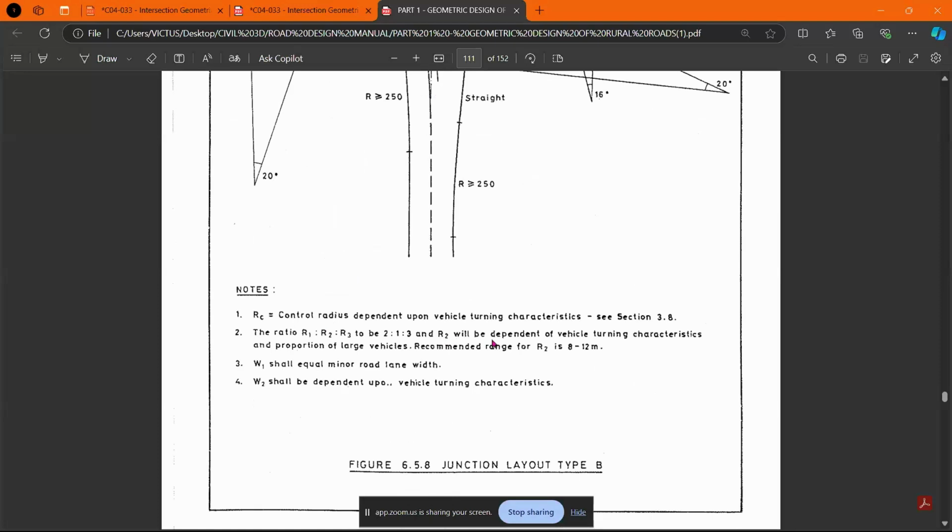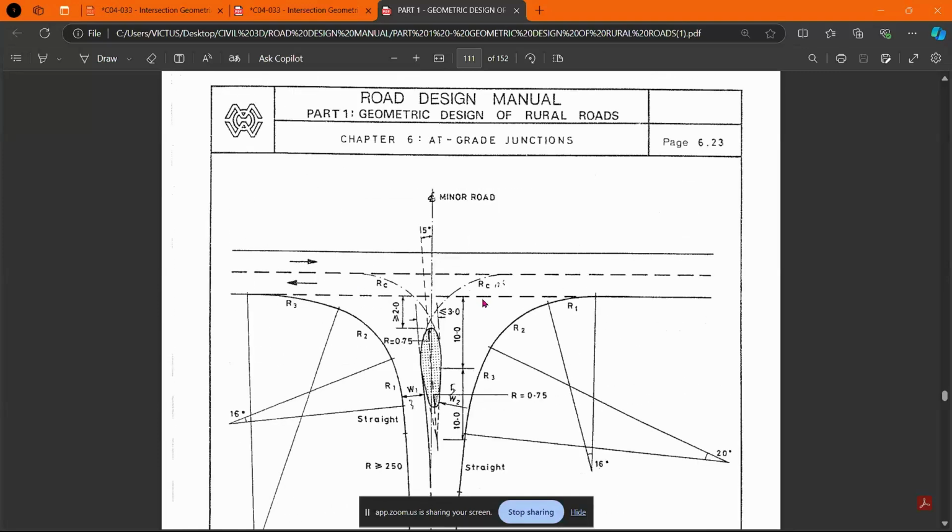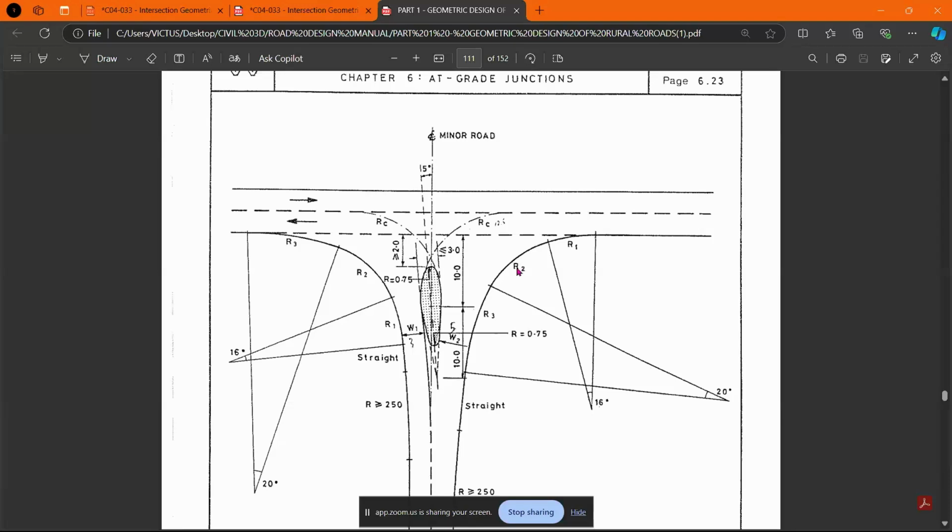And you can see also R2 will be dependent on vehicle turning characteristics and proportion of large vehicles. And this is the most important aspect. R2 here, and then RC again. Why RC? It is this guy who is moving on the left-hand side here. He wants to join the minor road from the major road. It will require this RC, and it should be sufficient for him to turn whatever size of the design vehicle without driving over the teardrop.